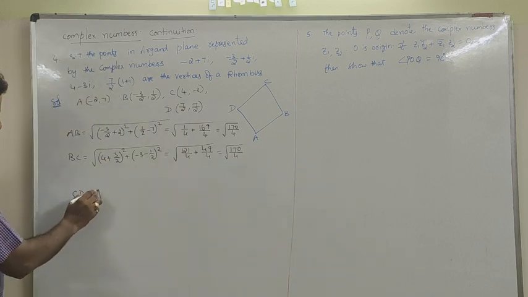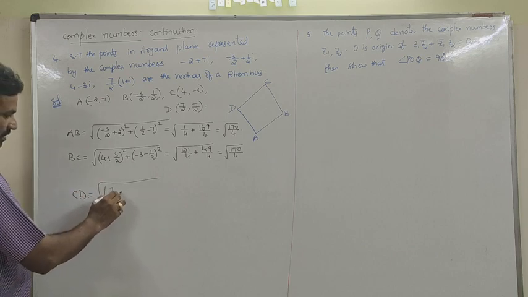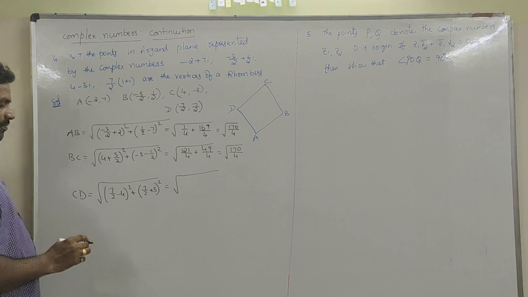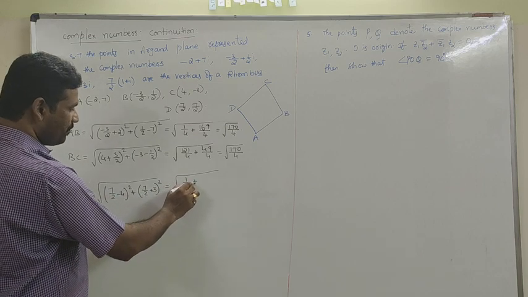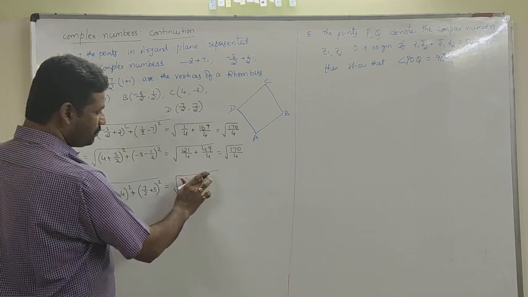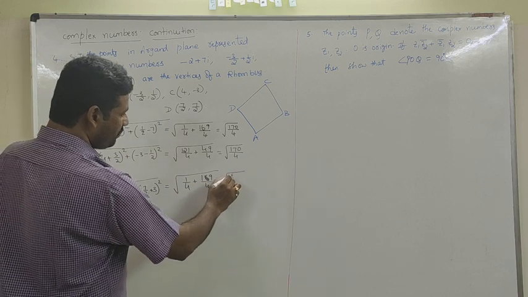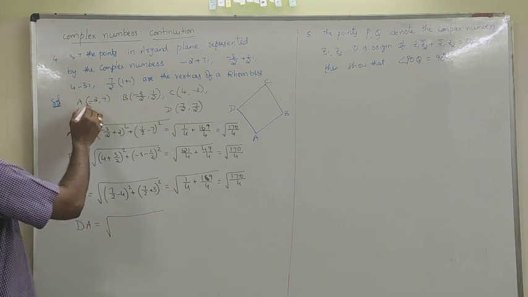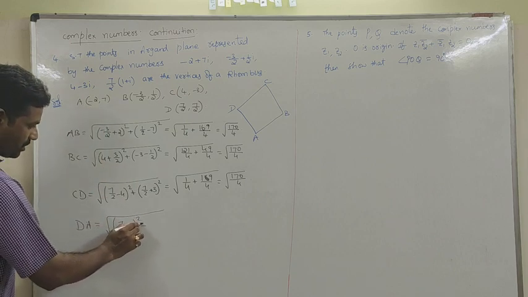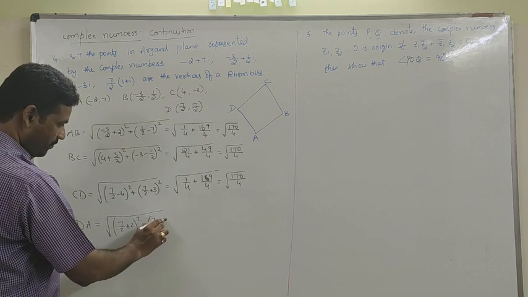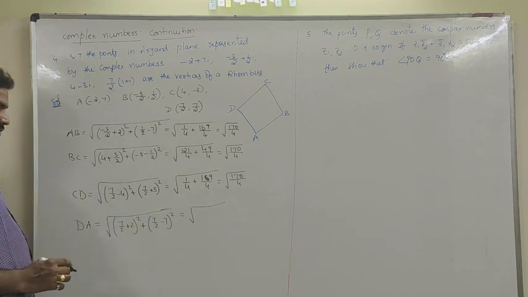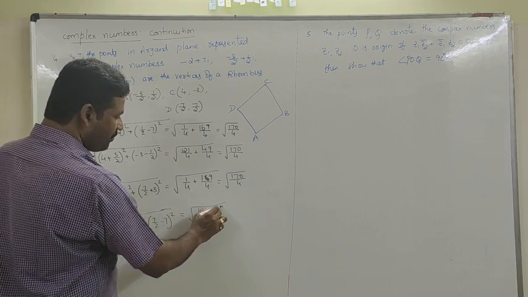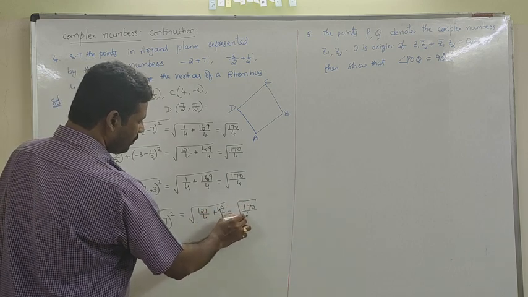CD equals the square root of (7/2 - 4)² + (7/2 + 3)², that equals the square root of (-1/2)², which is 1/4, plus (13/2)², which is 169/4, so that equals the square root of 170/4. DA equals the square root of (7/2 + 2)² + (7/2 - 7)², that equals (11/2)², which is 121/4, plus (-7/2)², which is 49/4, so that equals the square root of 170/4.